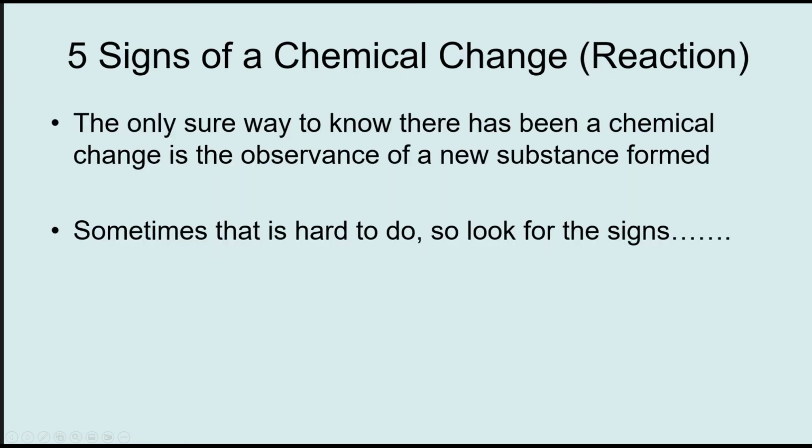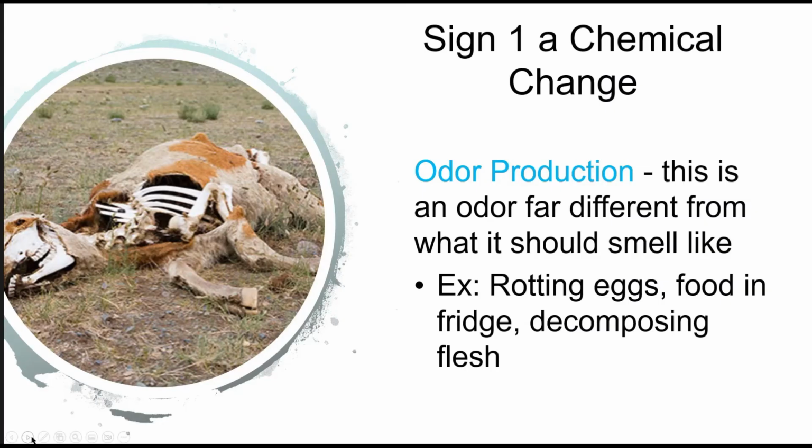Because chemical properties are only observable when a chemical change or a chemical reaction is taking place, we should know the signs that a chemical reaction is taking place. The only sure way to know if there has been a chemical change is to identify the new substances, how the atoms have changed. But sometimes that's hard to know, so we need to look for certain clues. The first sign is odor production. We're talking a new odor, not just something having an odor, but a change in odor.